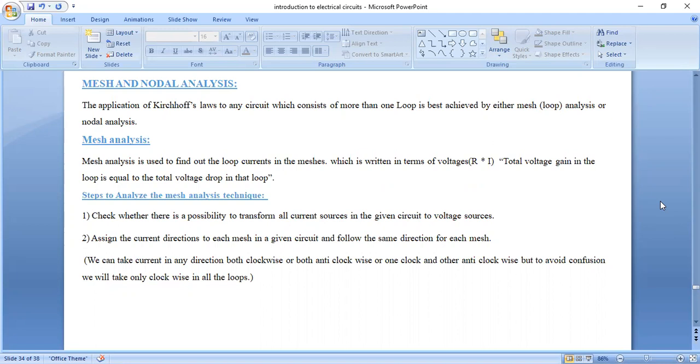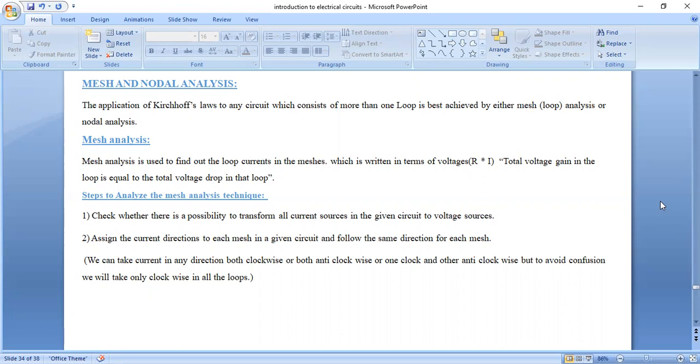So first we will see mesh analysis. Mesh analysis is used to find the loop currents in the meshes. To write the loop currents in terms of voltages, the equation is V equals I into R. That is, the total voltage gain in the loop is equal to the total drop in the loop. So mesh analysis is a combination of KVL plus Ohm's law.